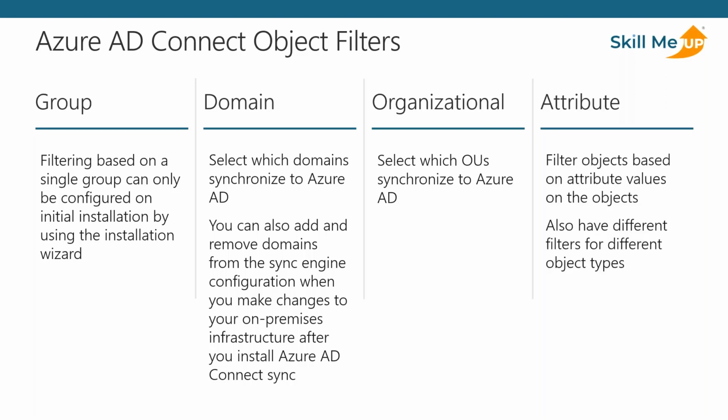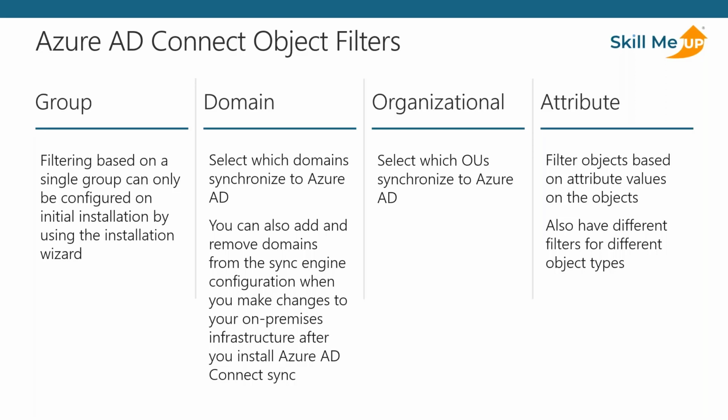Our last one here is attribute-based. So you can filter objects based on attribute values on the objects. So for example, if we pick a user or a computer or something else, there are various properties within Azure AD, and you can filter on those specific attributes.